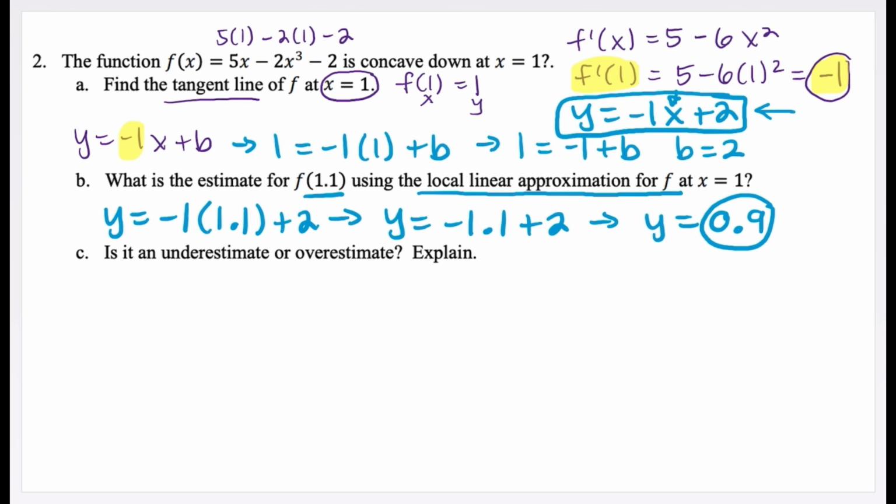Now, is this an underestimate or an overestimate? So we need to look at the concavity of the original function. The original function is concave down, which means it is going to be an overestimate because the tangent line was actually above the graph. So it's going to be an overestimate. Anytime it's concave down, it is an overestimate.